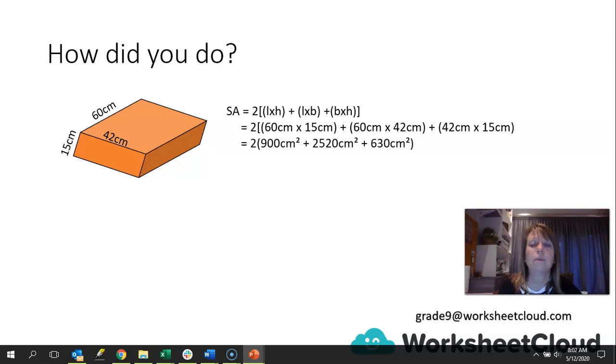Okay, so 60 times 15 gives me 900 centimeters squared. Remember, centimeters times centimeters, centimeters squared. 60 centimeters times 42 centimeters is 2,520 centimeters squared, and 42 centimeters times 15 centimeters is 630 centimeters squared. We add all those together and then we double that. So we're going to add them together and get 4,050 centimeters squared. When we double that, we get 8,100 centimeters squared. So the surface area for this shape, this rectangular prism, is 8,100 centimeters squared.